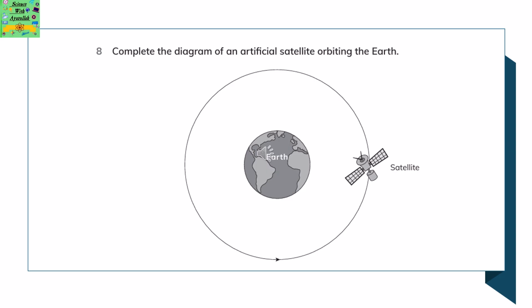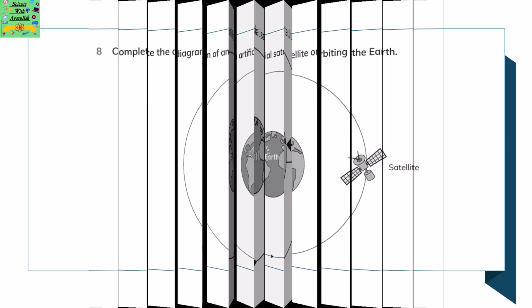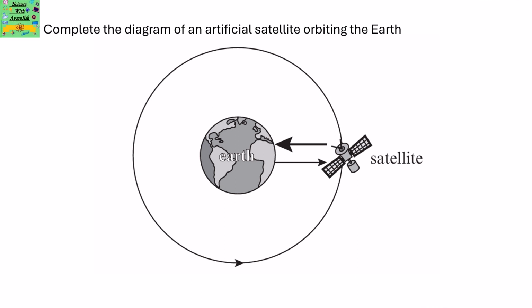Complete the diagram of an artificial satellite orbiting the Earth. Here's the completed diagram. It shows the force of gravity being exerted on the Earth and the Earth exerting a force of gravity on the satellite.